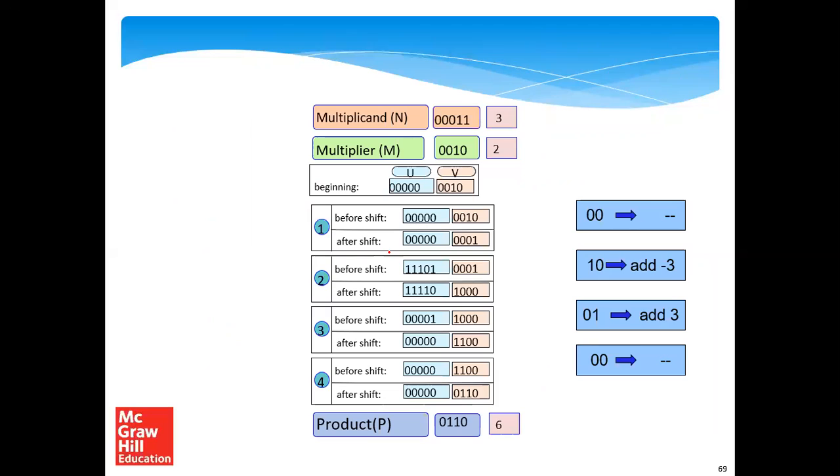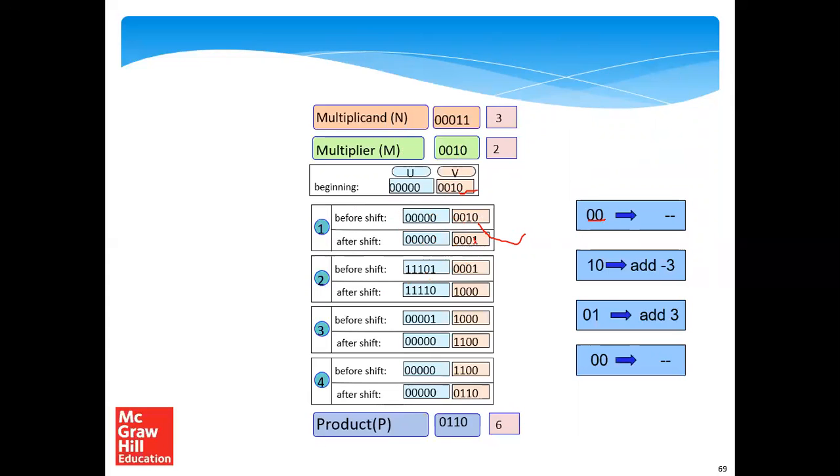Then let's take an example of it. Let's suppose the multiplicand is 3 and the multiplier is 2, so U is 0 and V is the multiplier 0010. Before the shift, we check the LSB of V, it is 0, and the previous bit we take as 0, so it is a 0 0 pair. For a 0 0 pair we do nothing, so we simply shift it, then the 0 is thrown out and it becomes 1 0 0 0.